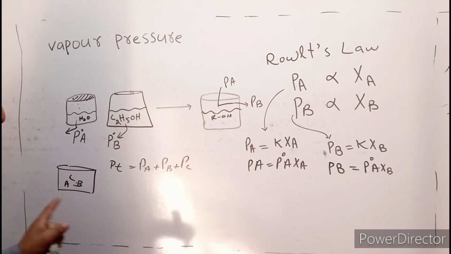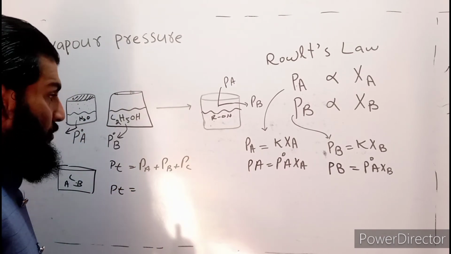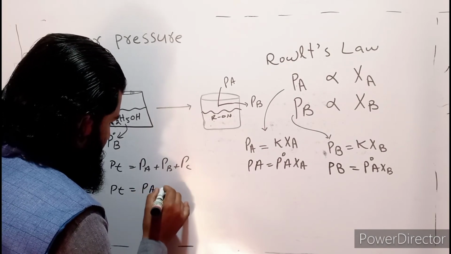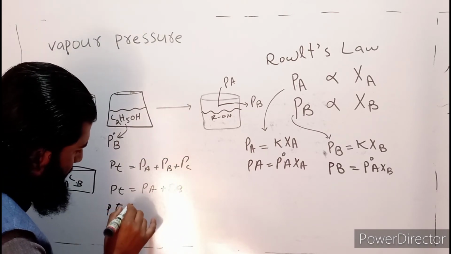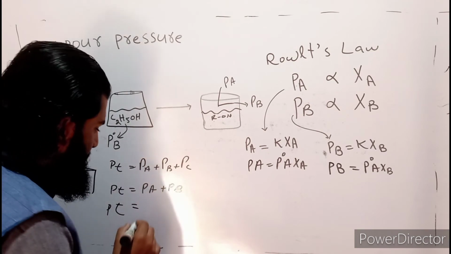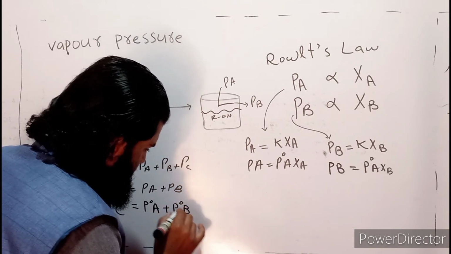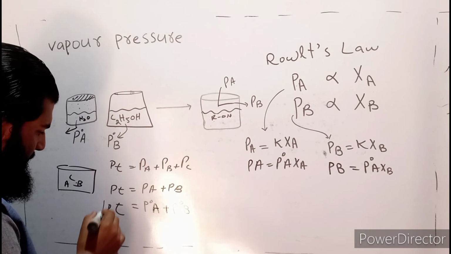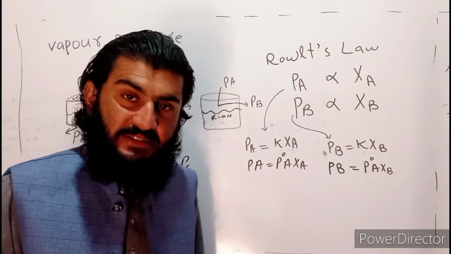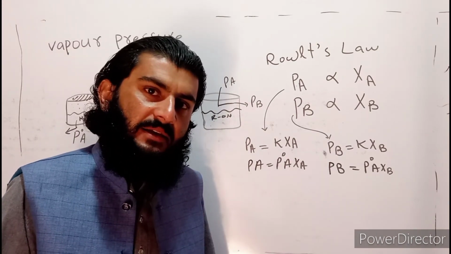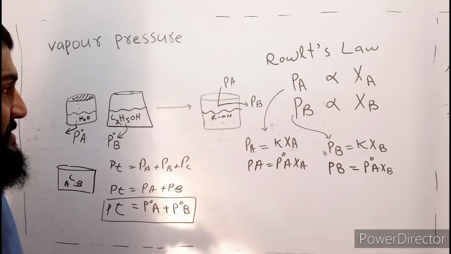So now we apply Dalton's law here. It means the total pressure of the mixture will be equal to PA plus PB, or the total pressure applied by the mixture of gases will be equal to P naught A plus P naught B. Clear? By using this formula, we can calculate the sum of the pressures of the gases in a solution form. Clear? Now I want to solve a numerical question about this.